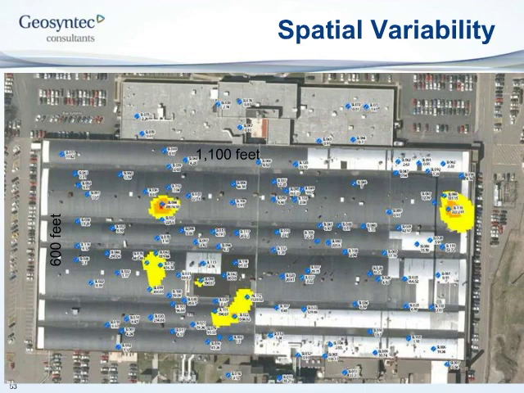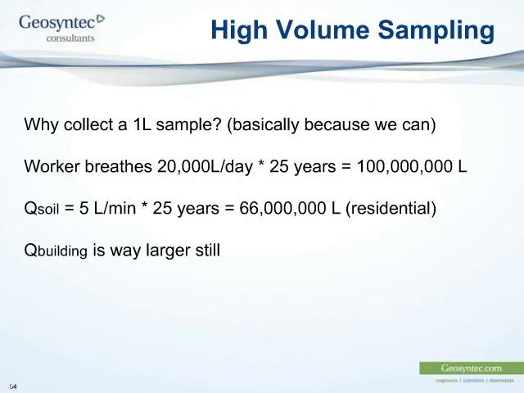I have to beg the question as to whether that's necessary to collect that many or whether maybe they should have collected some more. So how do we go about dealing with buildings this size? We'll move forward. One concept is just collect higher volume samples instead of a 1 liter sample. And to put that in context, if a worker breathes 20,000 liters of air a day over a 25-year period, that's over 100,000 liters of gas.